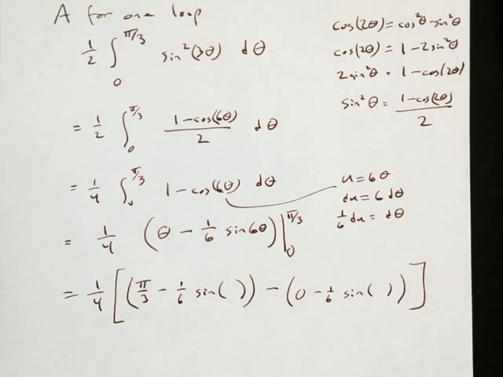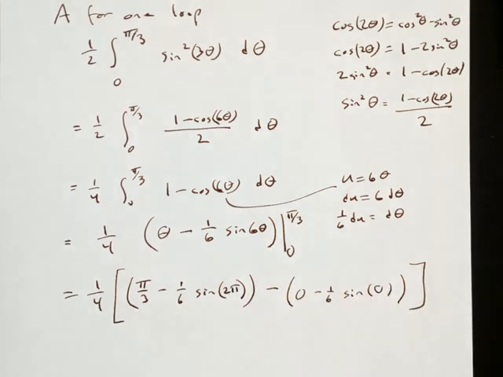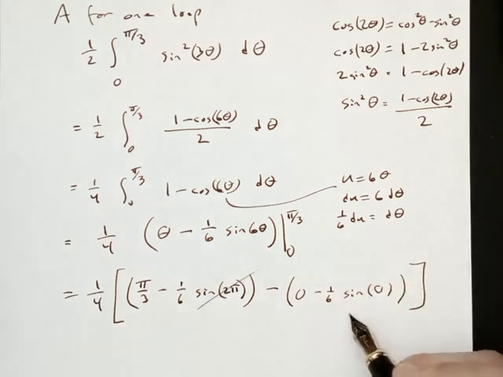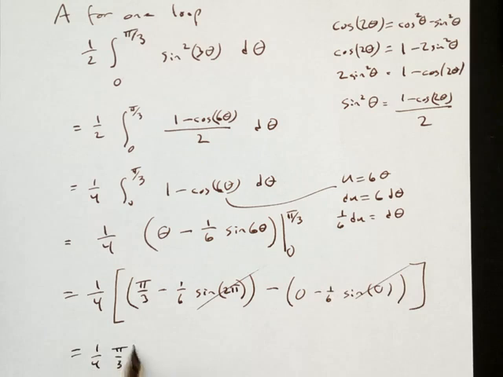When I put pi over 3 in, 6 times pi over 3 is 2 pi. When I put 0 in, 6 times 0 is 0. What's sine of 2 pi? Same thing for sine of 0, which means the only thing that survives is that pi over 3. But that's for one pedal. So for the whole thing, I would need to multiply by 3.